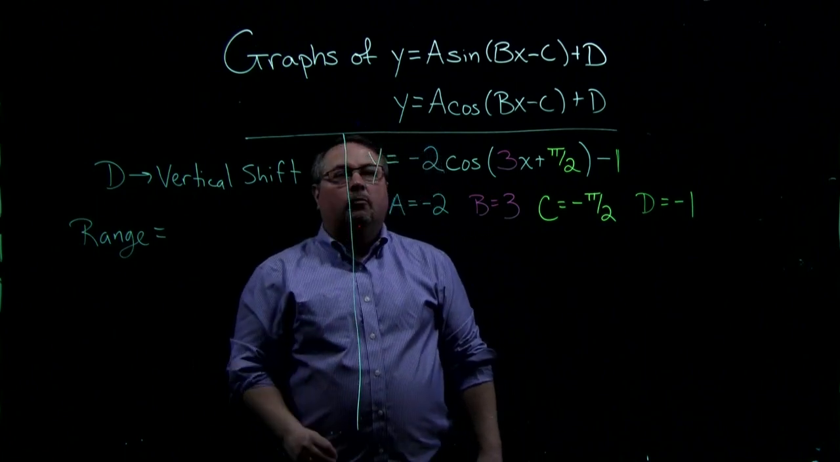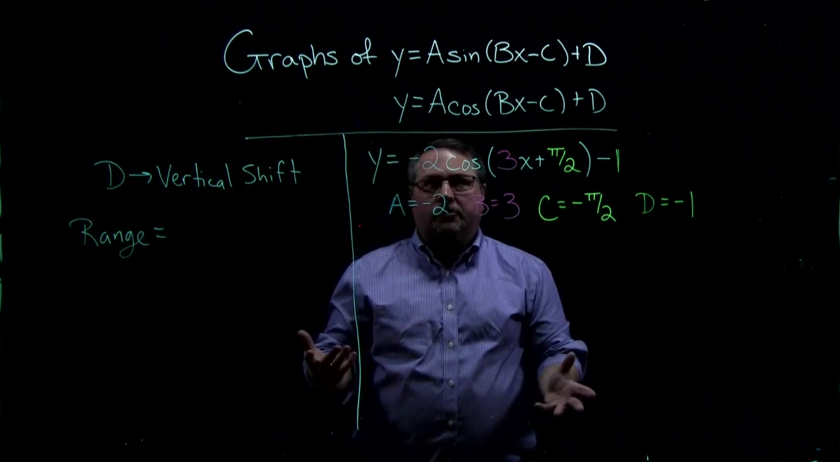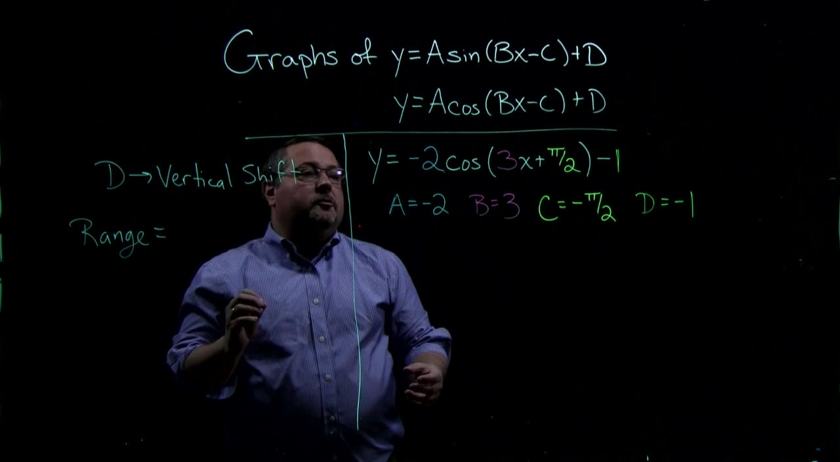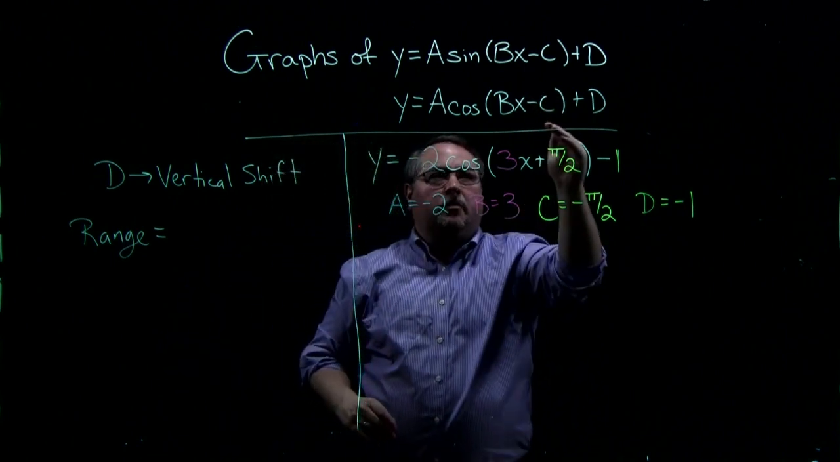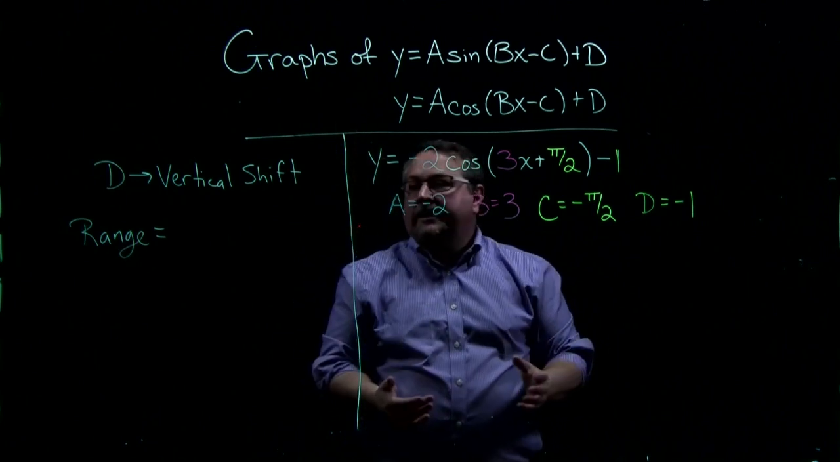Okay, now we're going to add one final transformation to our sine and cosine graphs, and then we'll be finished with this material. The last thing we want to do is take our entire sine and cosine function and add some number to it. We're going to call that d, just going with our pattern a, b, c, d.